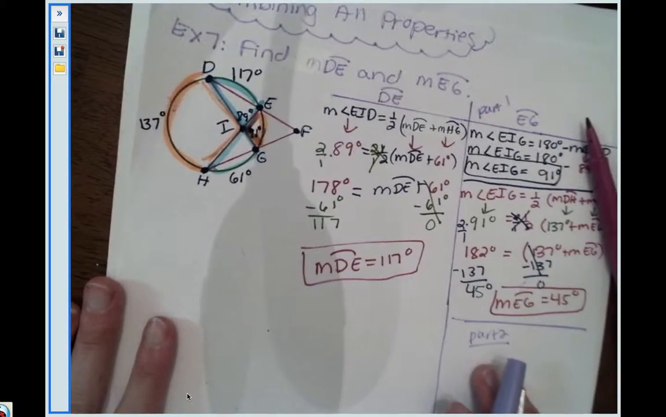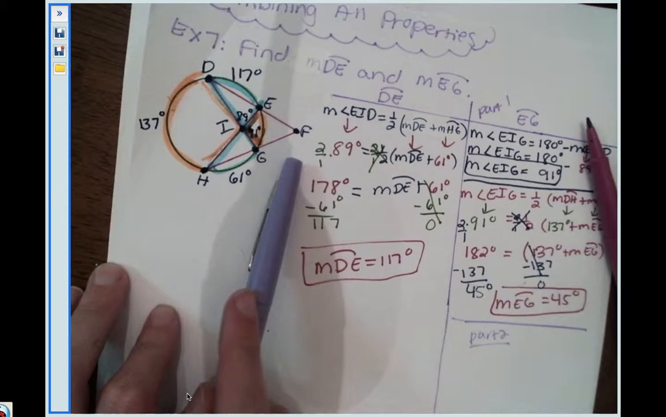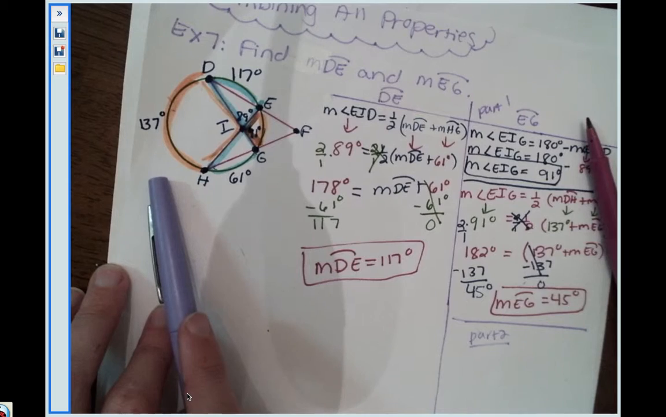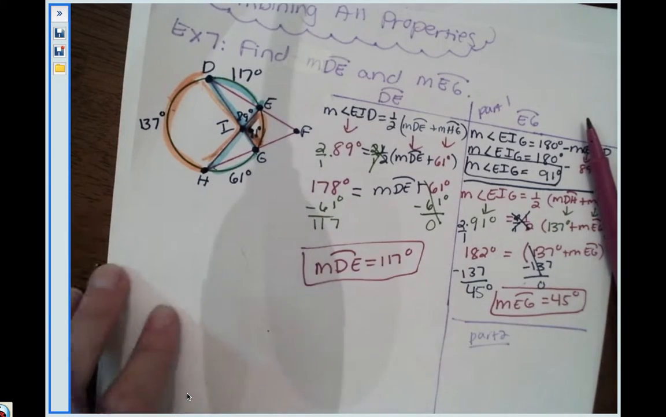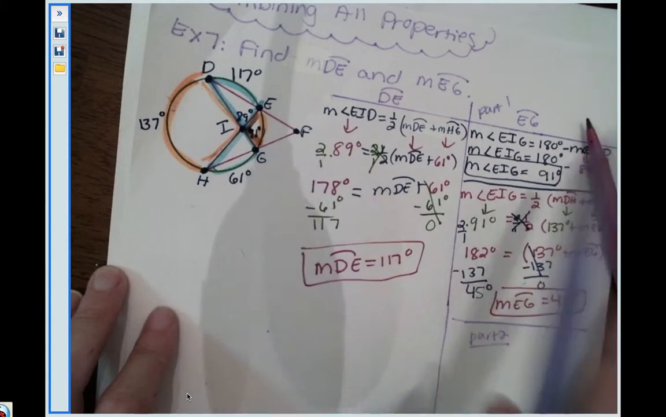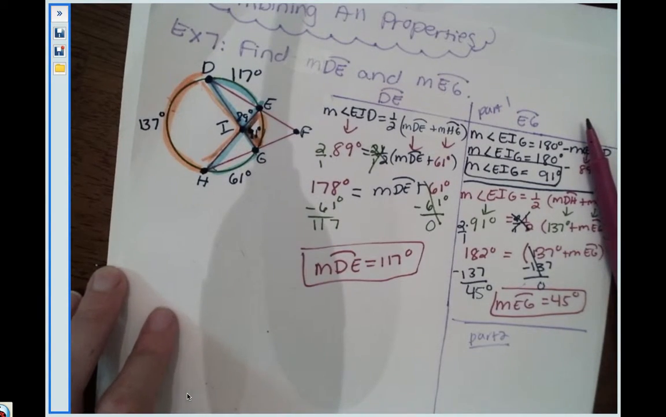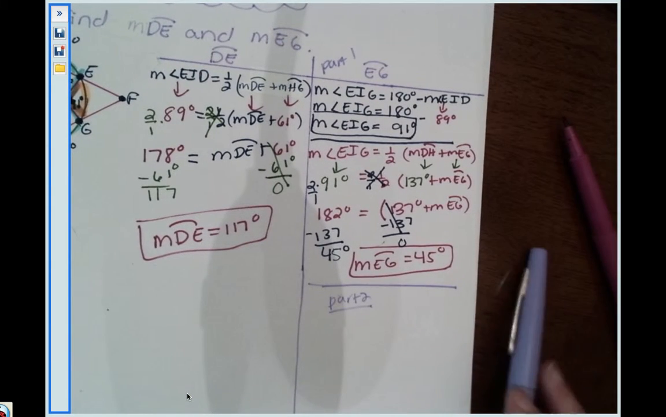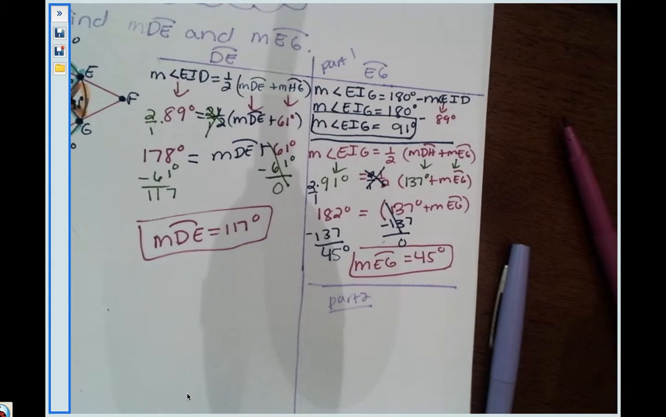Like I said before, technically, before I found EG, I knew every single arc on the circle except for EG. And what do all the arcs on the circle add up to equal, you guys? Yes, they add to be 360 degrees. So technically, I could add up all these arcs and subtract those from 360, and that would also give me EG. Let's see if we end up with 45. I hope so. Keep my fingers crossed. Because if I messed up, I don't like having to redo it.